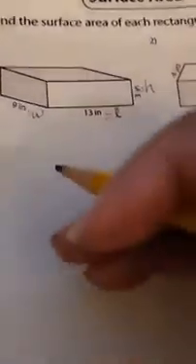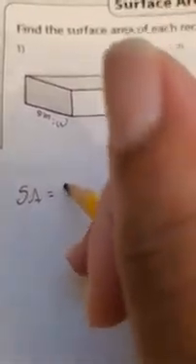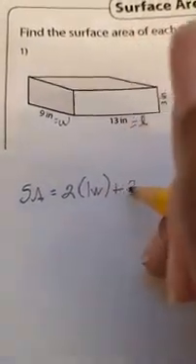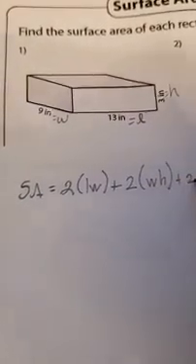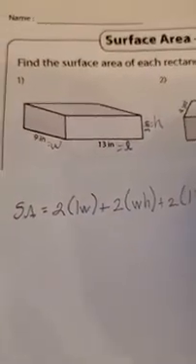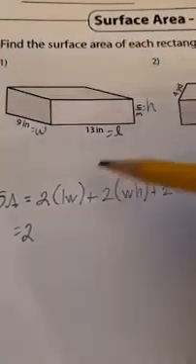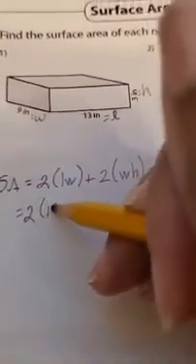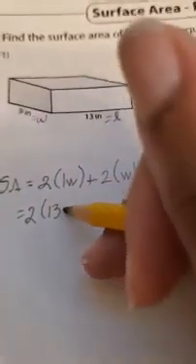So to find surface area, the formula is surface area equals 2 times the length times the width plus 2 times the width times the height plus 2 times the length times the height. Okay? So if I look at my picture, I need to figure out the L and the W. The L is 13. So I'm going to put 13. I look for my W. The W is 9. So I'm going to put times 9.